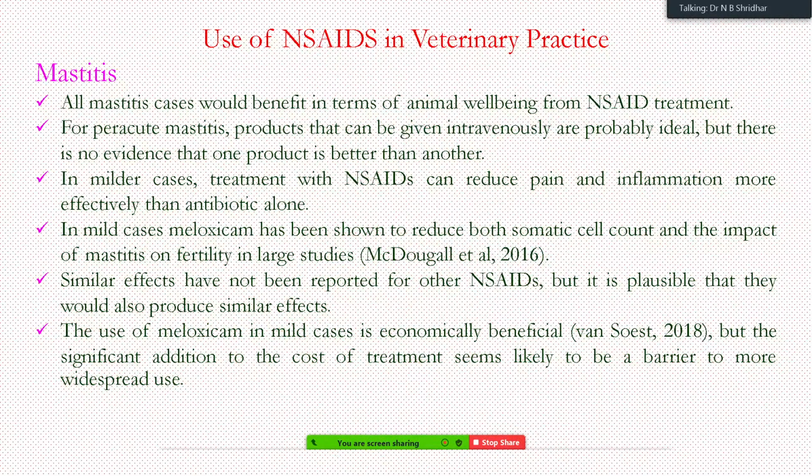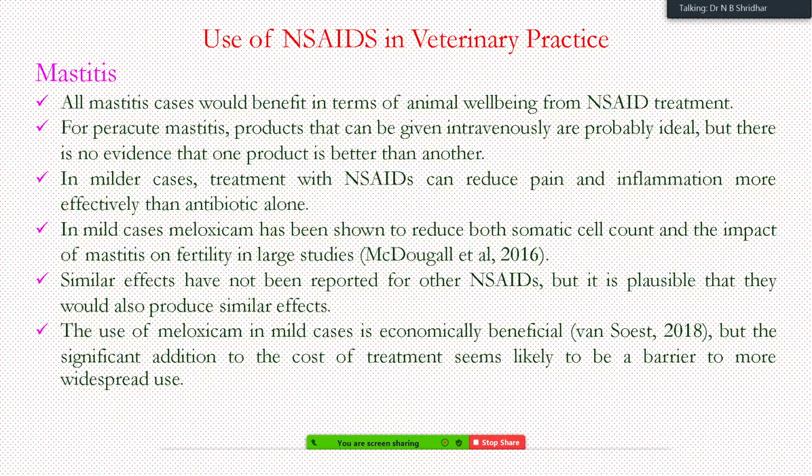In mild cases, meloxicam has been shown to reduce both somatic cell count and the impact of mastitis on fertility, especially in large studies. Similar effects have not been reported for the other NSAIDs, but it's possible that they would also produce a similar effect, like reducing both somatic cell count and especially the mastitis-induced pain.